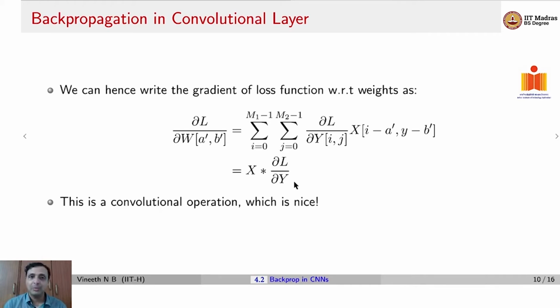∂L/∂Y, remember, is also going to have the dimensions of Y. That set of gradients will also look like an image, because you have a gradient of the loss with respect to every pixel in Y. So that is going to form one matrix, and X is a matrix by itself. The convolution of X and ∂L/∂Y is ∂L/∂W at a', b'. So you can compute this as a convolution in the backpropagation step.